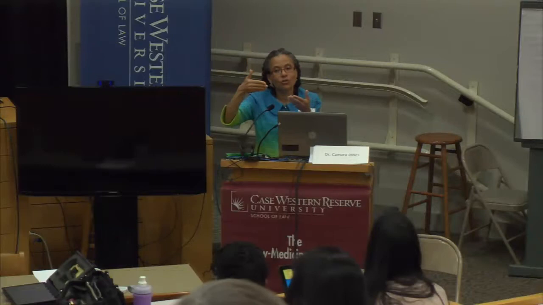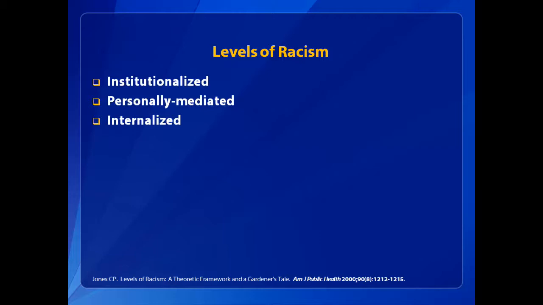Now, for this symposium, we are using institutional racism, interpersonal racism, and structural racism. I, in the public health realm, have defined things that slightly overlap but slightly differ. So I am going to present three levels of racism and how I've been talking about it in public health: institutionalized, personally mediated, and internalized.